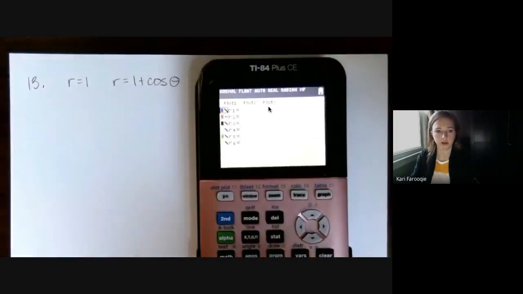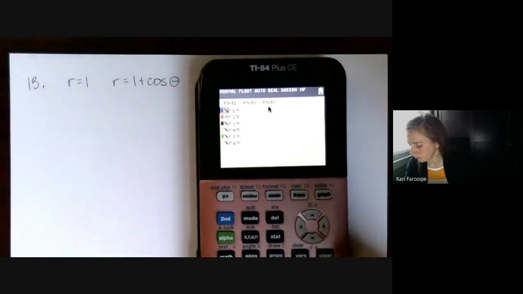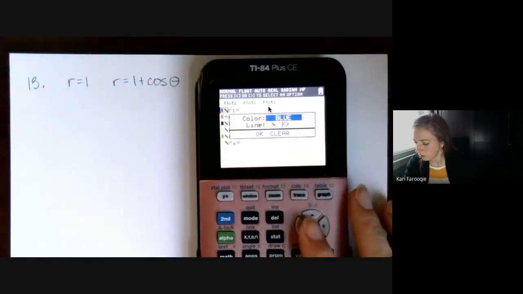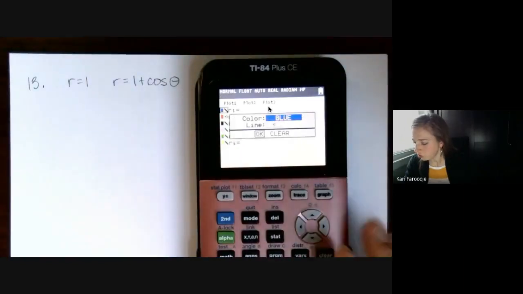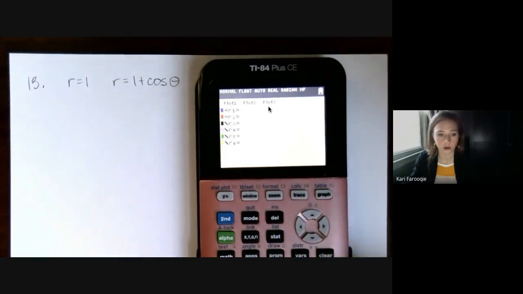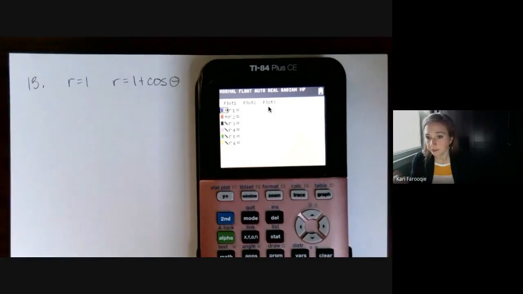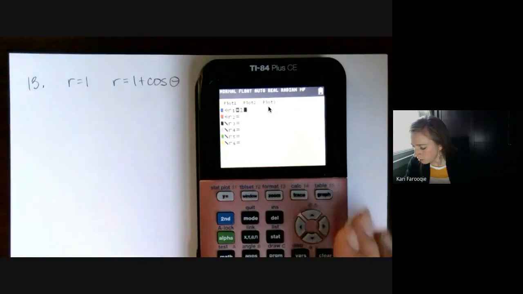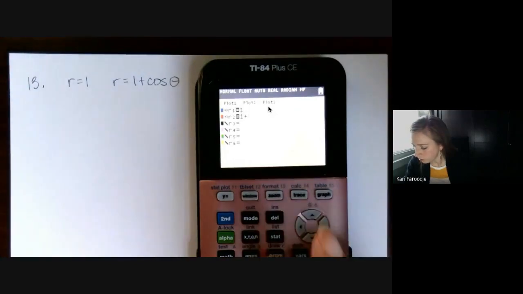Oh, by the way, I'm not sure if Dr. Campbell covered this. I don't think she did. I like to set this little magnifying glass here just because it shows you as your equations are being graphed, you can see what's happening. I like that because it makes it a little more clear. Anyway, r equals 1 and r equals 1 plus the cosine of theta.